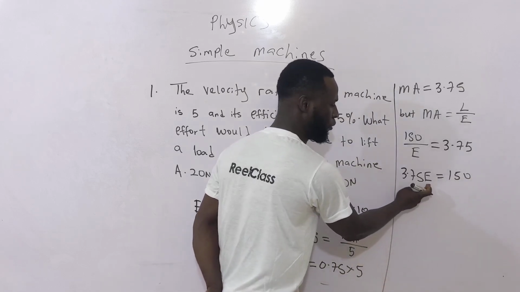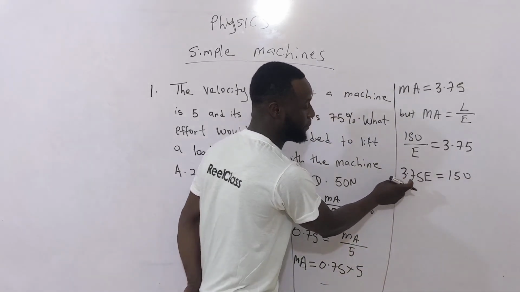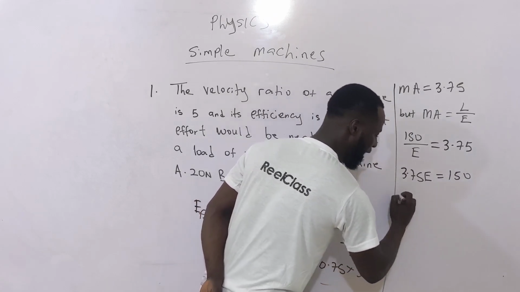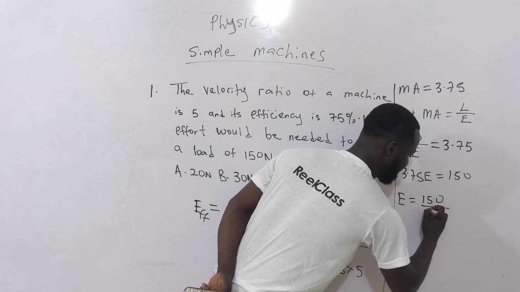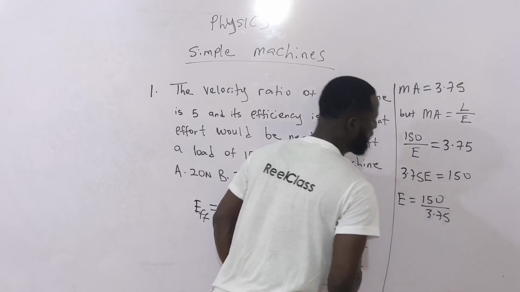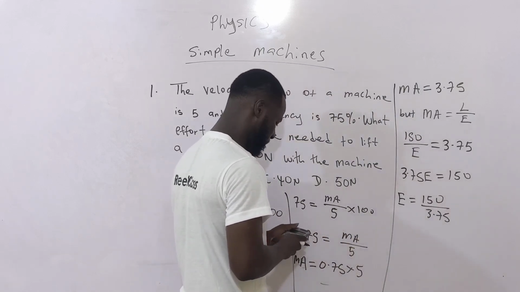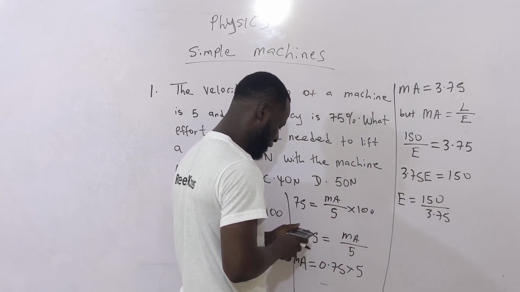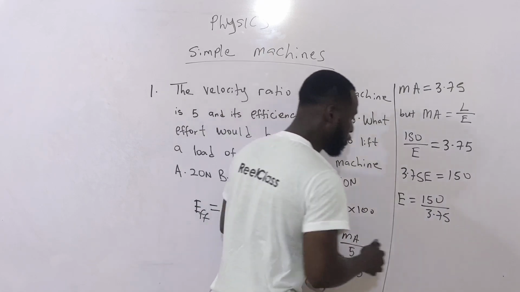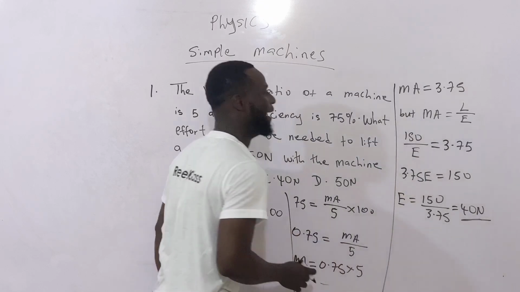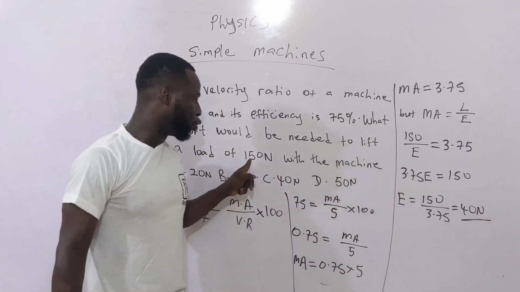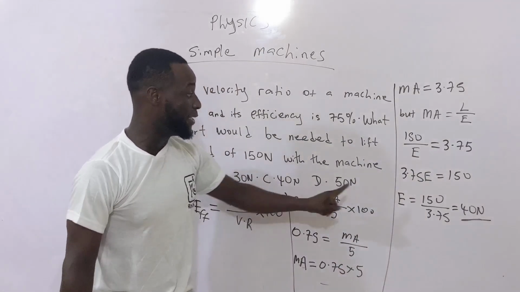To make E the subject of the formula, I have to divide both sides by 3.75. And if I do that, I'll have E equal to 150 divided by 3.75. If I say 150 divided by 3.75, I'm going to have 40 Newton. Therefore, the effort that I would need to raise this load of 150 Newton is 40 Newton.